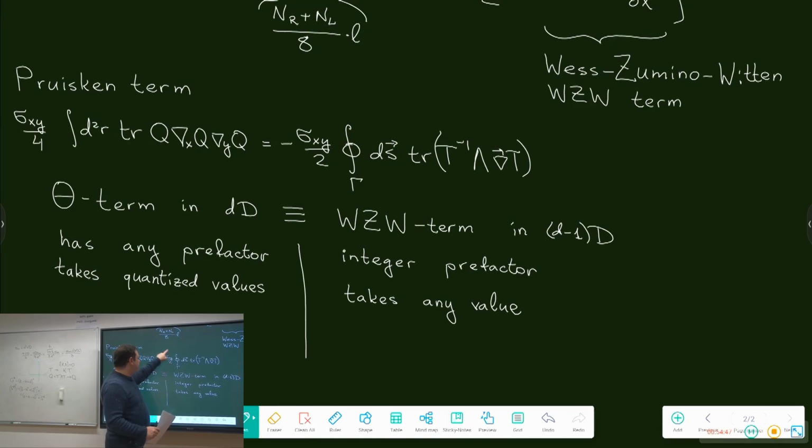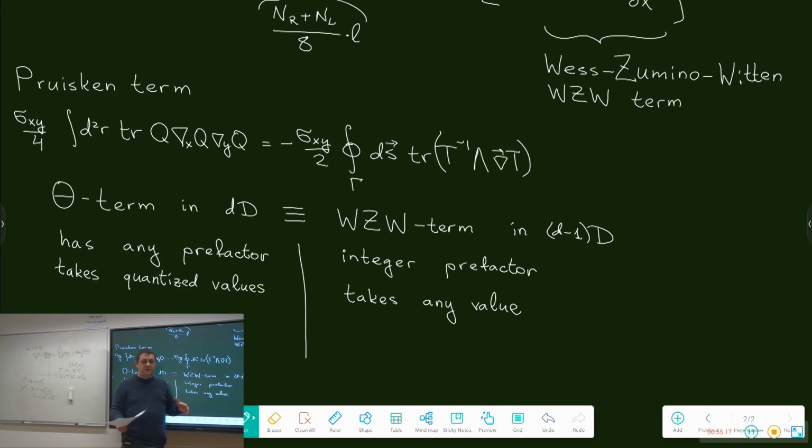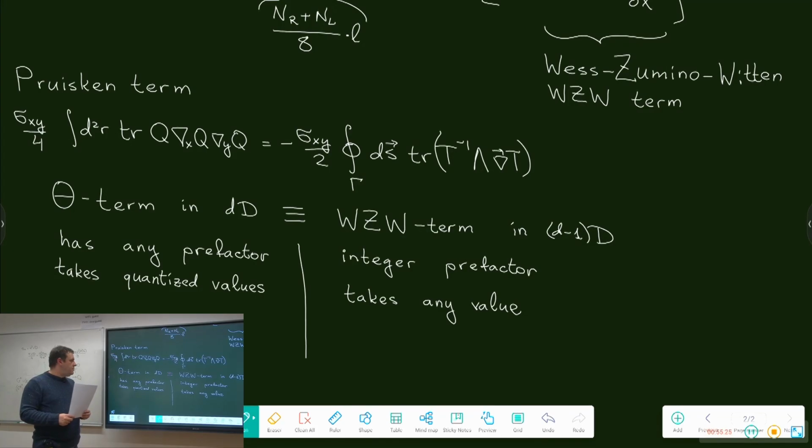The WZW term here should have an integer prefactor because we should be at the plateau. We can reduce the theory from 2 dimensions to 1 dimension only if we localize everything in the bulk. And this happens only when sigma xy is integer. That's why the integer prefactor. But then, if we look at this one-dimensional theory that lives only on the edge and we integrate this object along the edge, it will take any real values. I mean, it has a continuous spectrum.